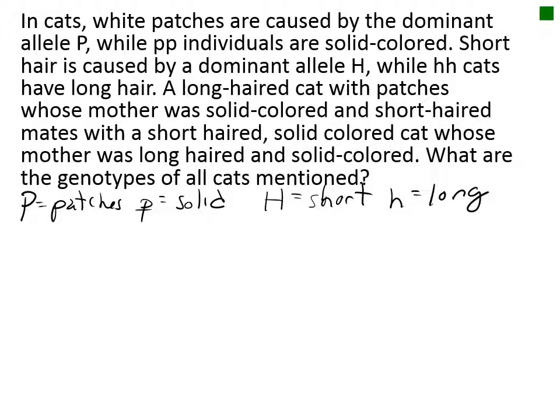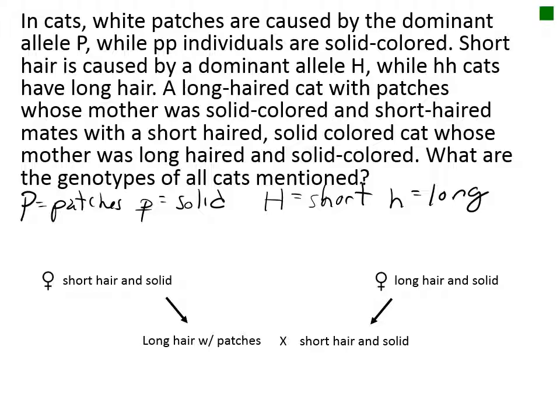Next, we look at the cat phenotypes that are part of the problem. We have a long-haired cat with patches, whose mother was short hair and solid. The long-haired cat was mated to a short-haired solid-colored cat, whose mother had solid-colored long hair. For each cat, we will now fill in the parts of the genotype we know.